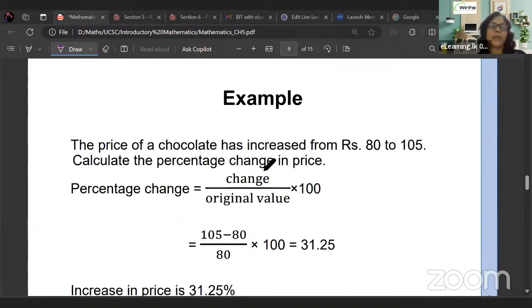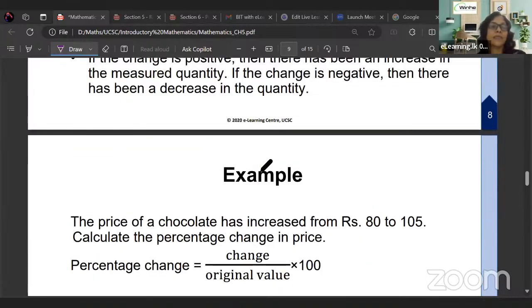So how do we write it? Here it says the price of chocolate has increased from 80 to 105. Calculate the percentage change in price. So what is the change in the price of chocolate? The old value is 80, the new value is 105. It says that it is an increase. So what is the change between 80 and 105? It is 25.